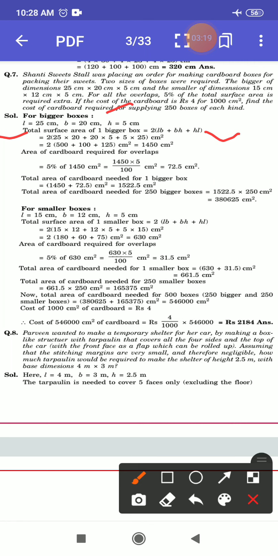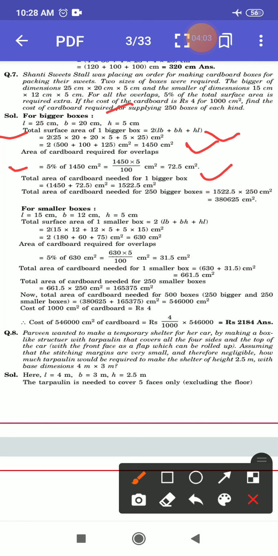Then after you have to find the area of cardboard required for overlapping. So overlapping is 5%, you very well know. So you have to find 5% of 1450. How to calculate this? 5% of 1450: here in math, "of" means multiply. So 1450 into 5 upon 100, percentage means upon 100, and then calculate it and find the value. This value is 72.5 centimeter square.